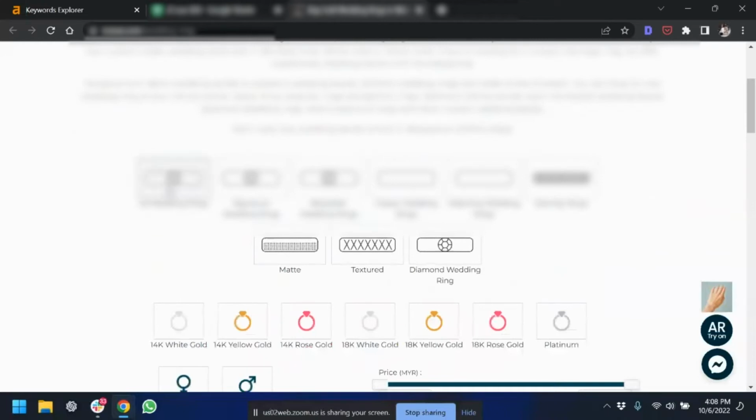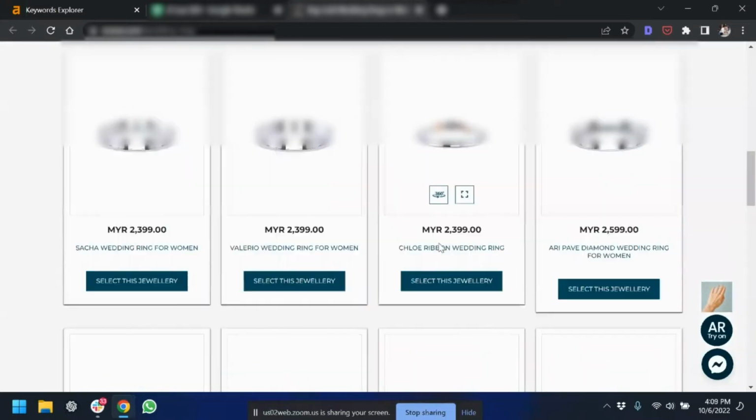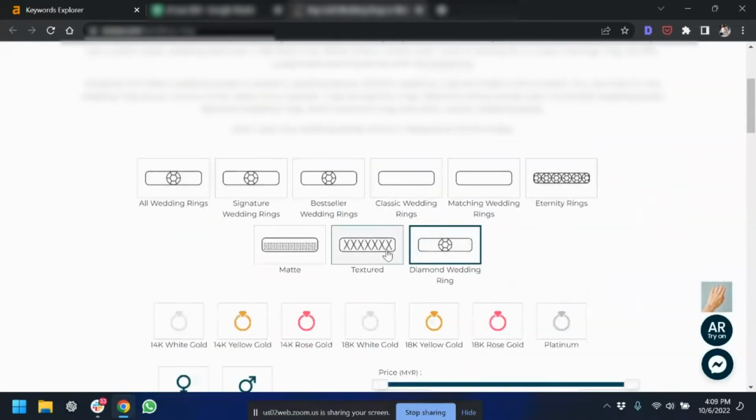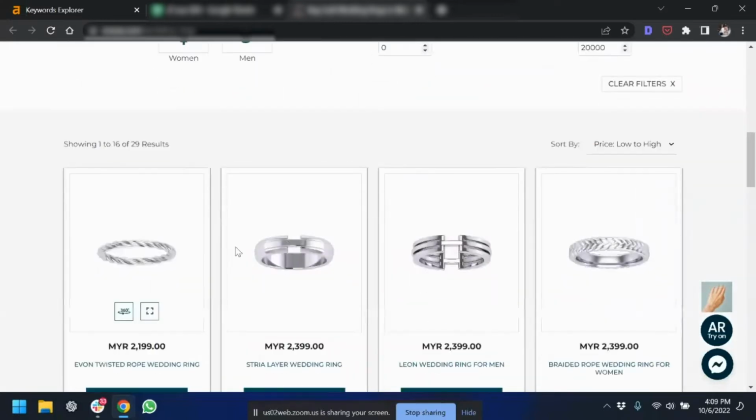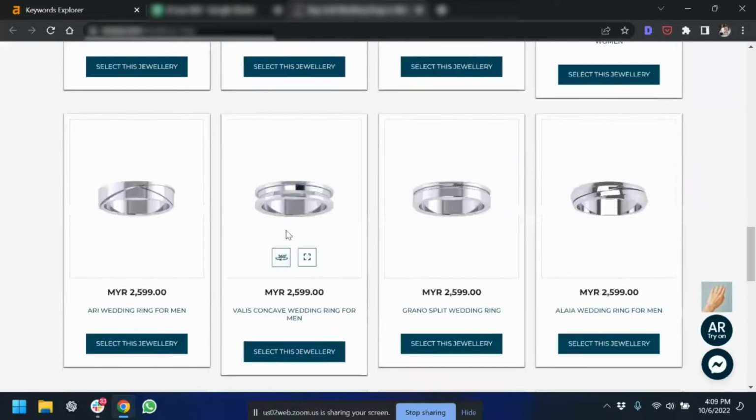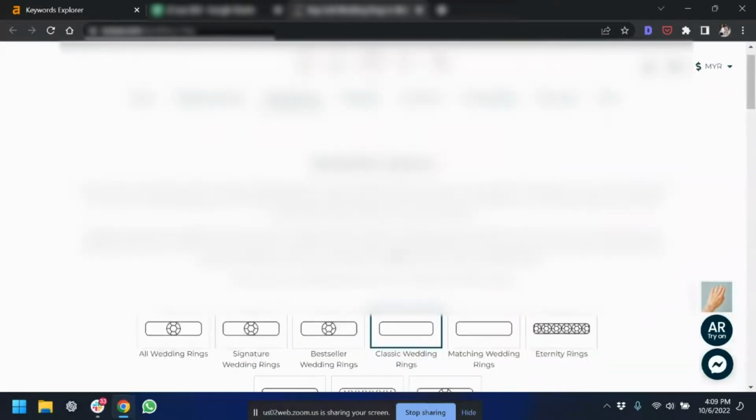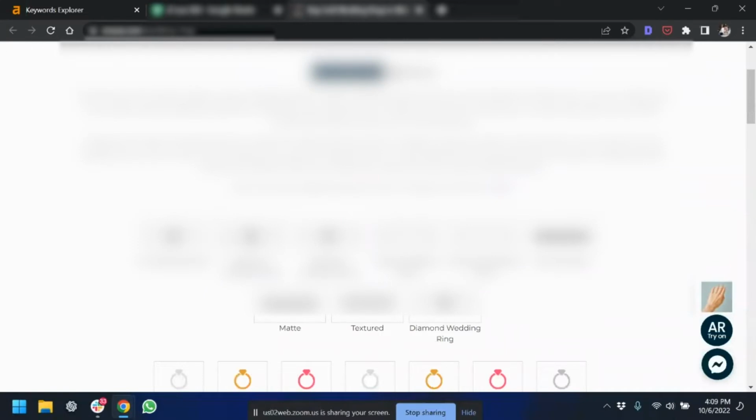Then I also know that they have all sorts of wedding rings. They have their own signature, they have their bestseller. This one is nothing much. Eternity ring, I don't know what that means. Diamond wedding ring, so we know that they have diamond. But what if it's not diamond? It seems like they are also selling things that are not diamond. As I can see here, these are non-diamond rings. So I know for sure that this is not a page where I want to focus on the keyword diamond.